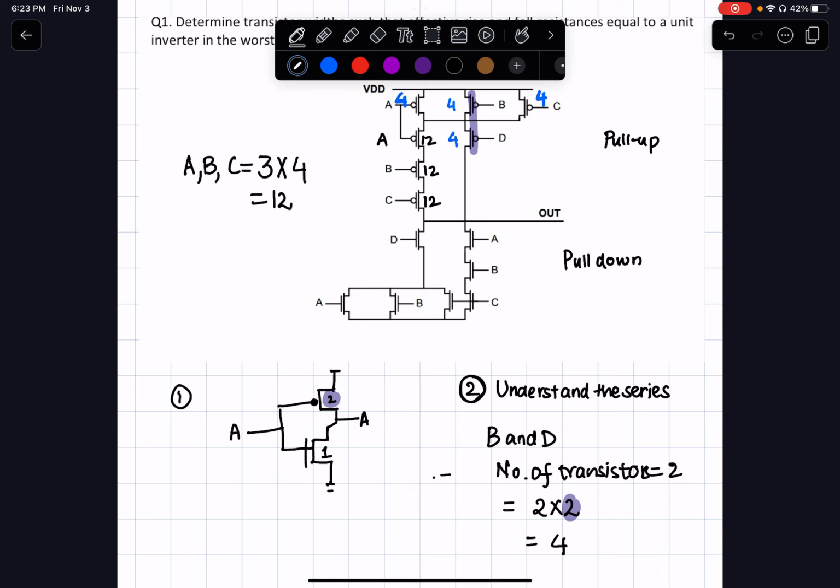I'm going to repeat one more time. I know I said it's going to be the same value, but since we have three transistors here and there's only one transistor here, we multiply by 3. So it's going to be 3 times 4, which is 12 here. So we are done with the pull-up network.